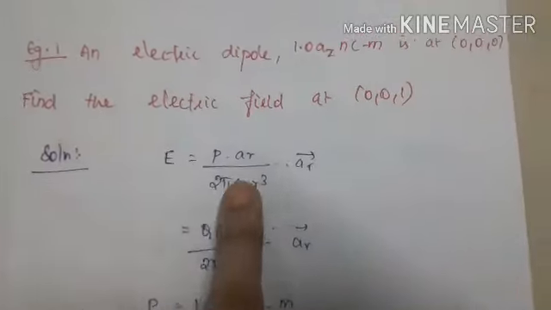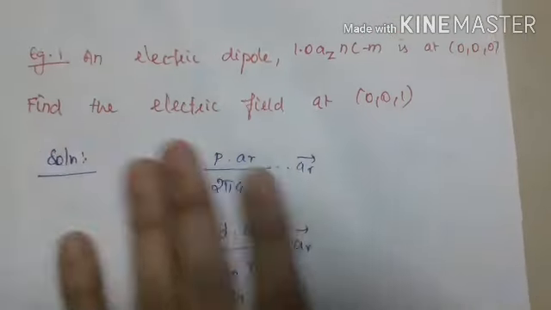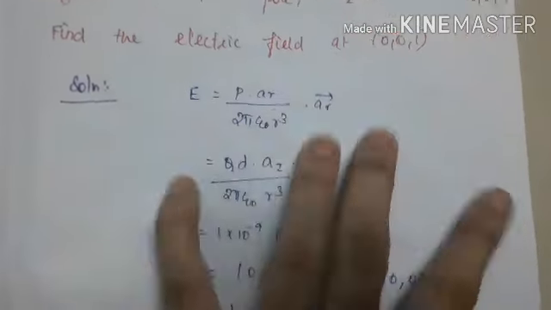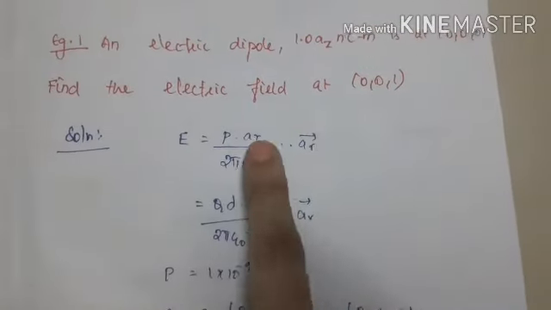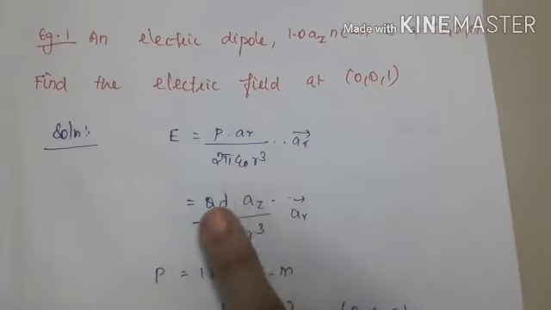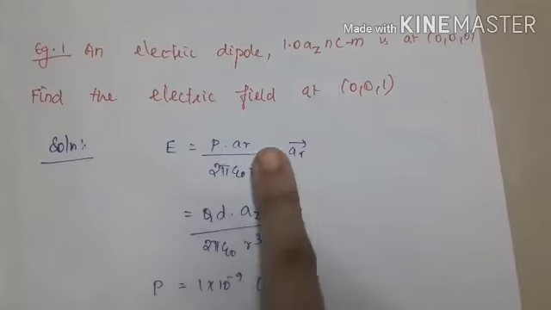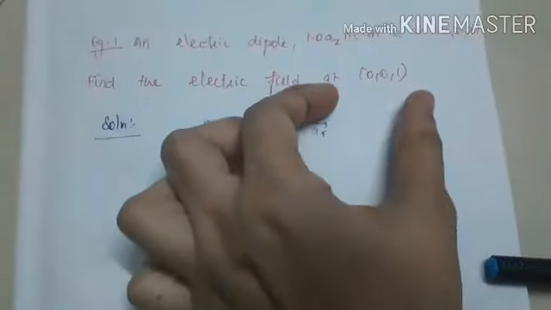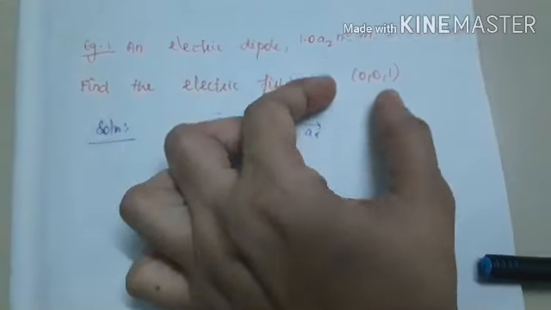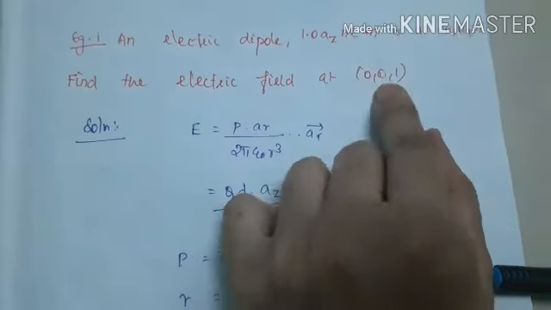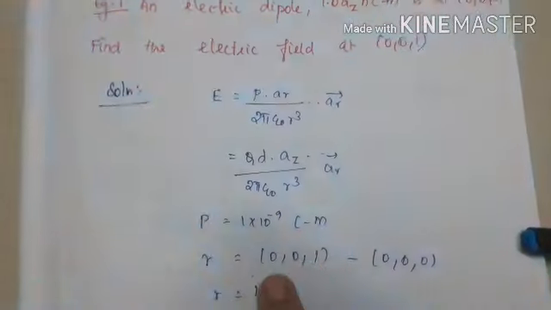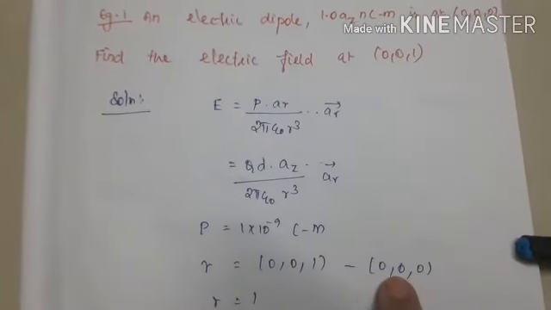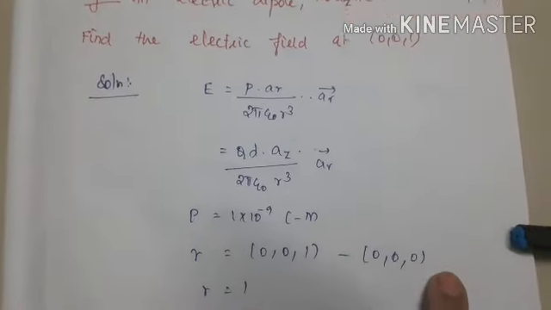See, this is the formula. This you have to remember: P into AR vector divided by 2 pi epsilon naught into R cube. Here, to calculate the R value, it is the point where the electric field is to be found minus the origin. So 0,0,1 minus 0,0,0, right?